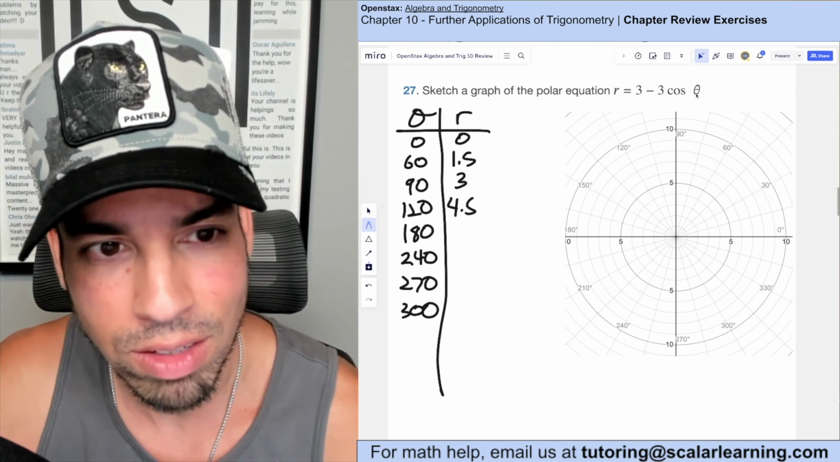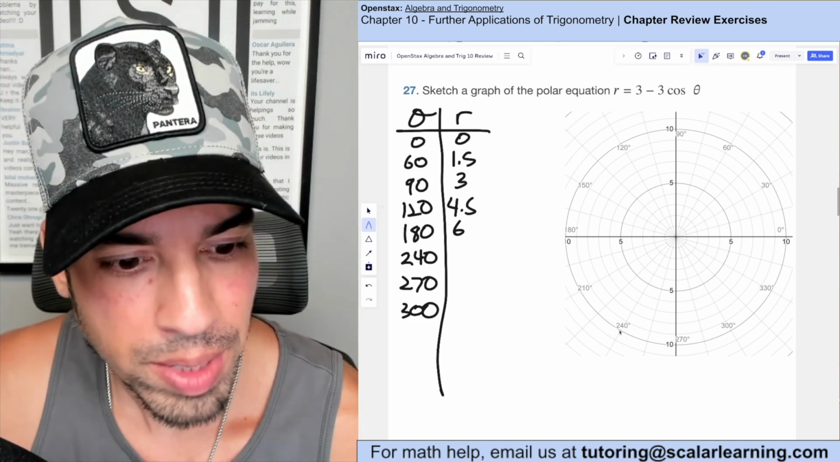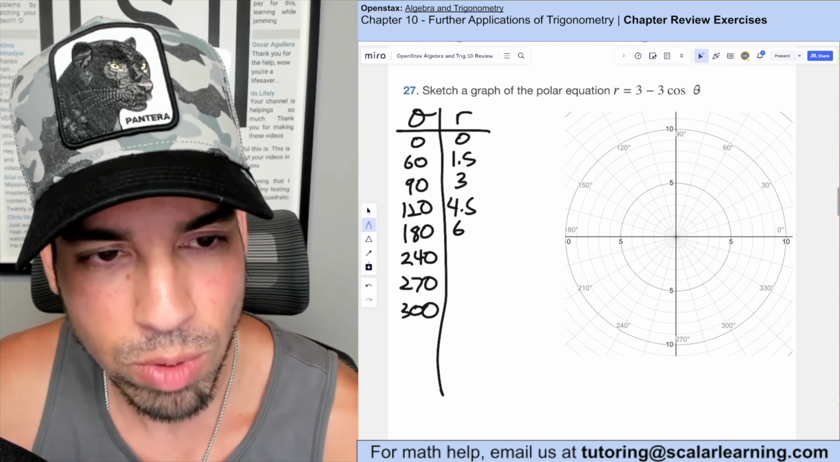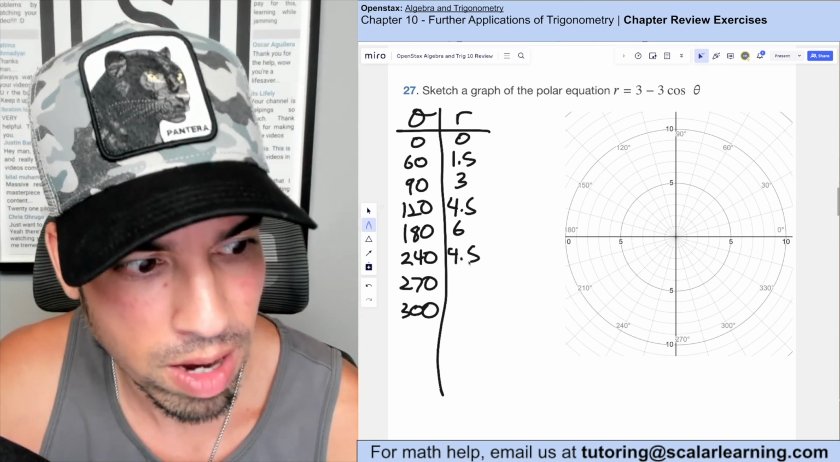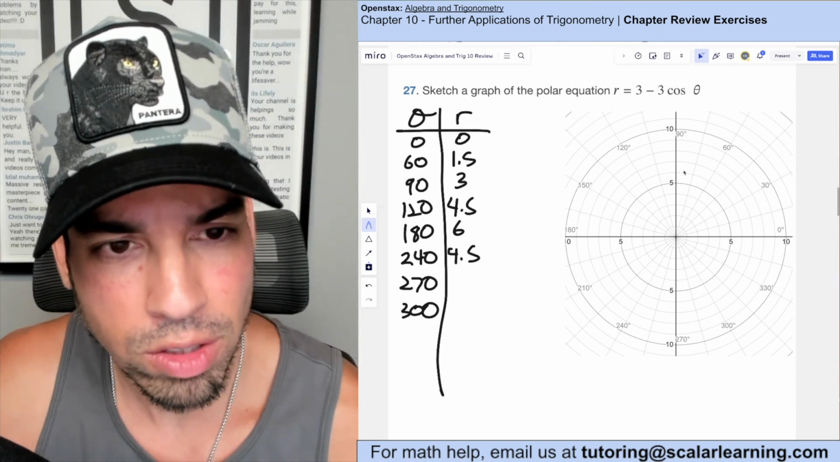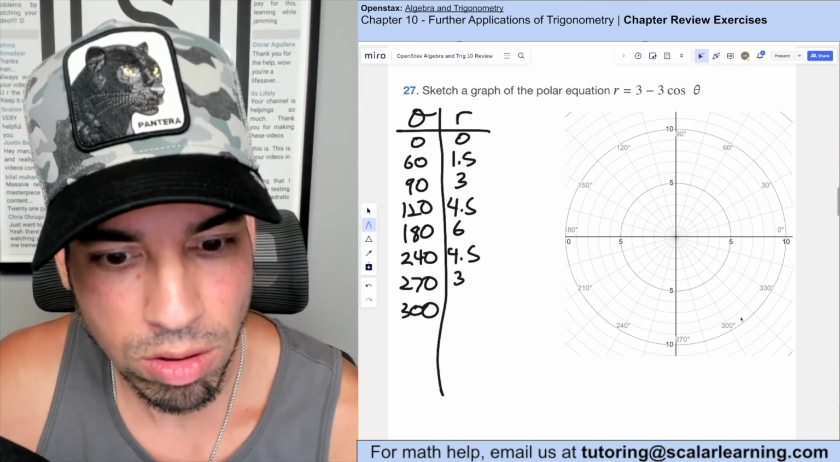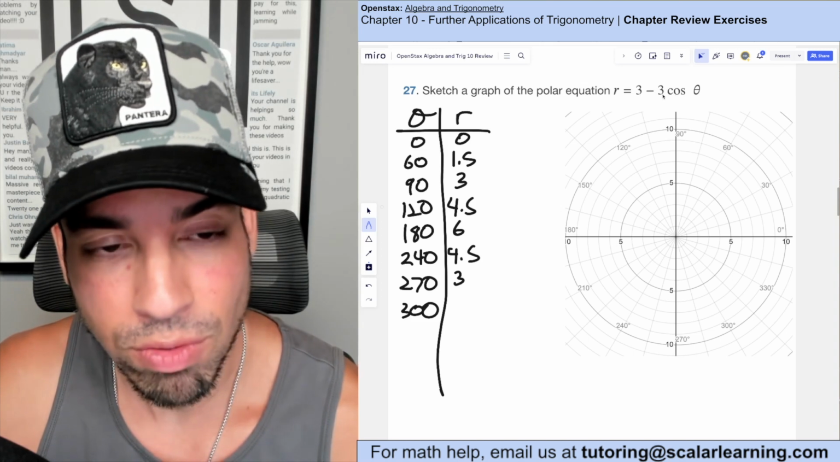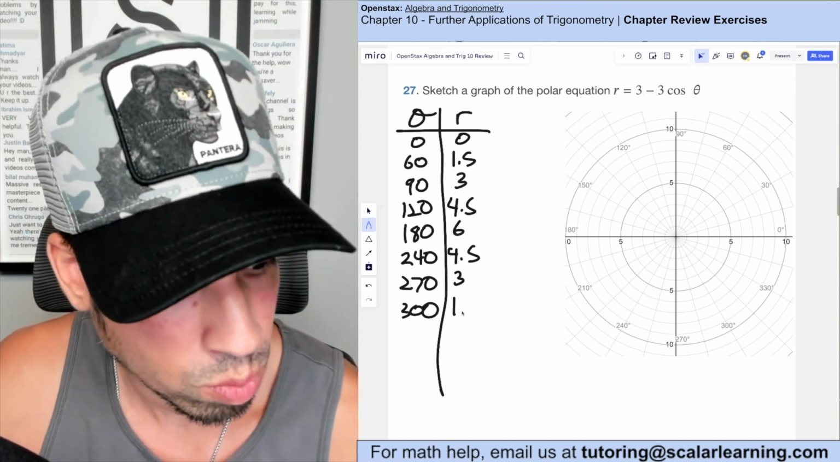And then we have 180. Cosine of 180 is negative 1. So negative 1 times negative 3 is 3 plus 3 is 6. Then we got 240. Cosine of 240 is again negative 1/2 times negative 3 is 1.5 plus 3 is 4.5. And 270, cosine of 270 is 0, so 3 minus 3 times 0 is just 3. And then we get to 300. Cosine of 300 is again positive 1/2. Negative 3 times 1/2 is negative 1.5. 3 minus 1.5 is 1.5.